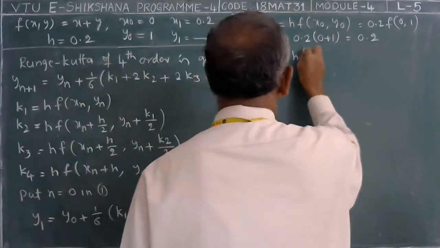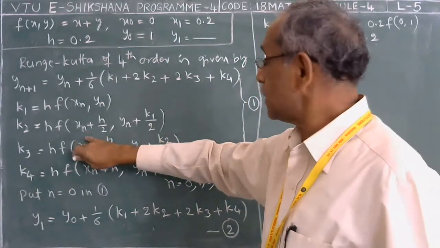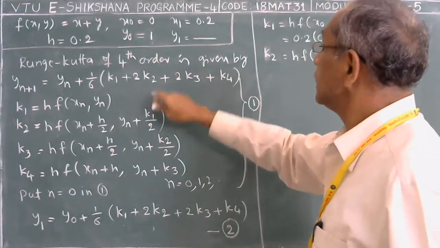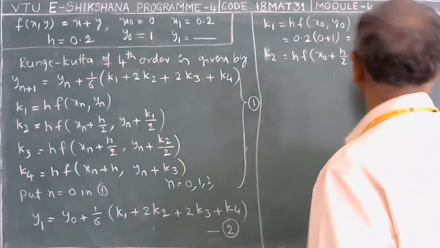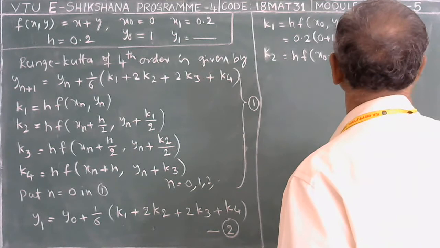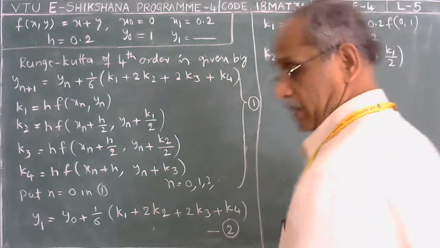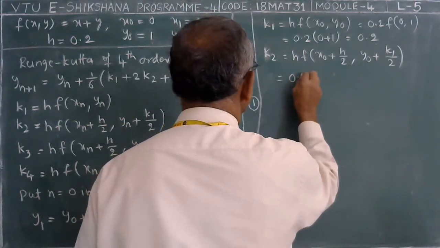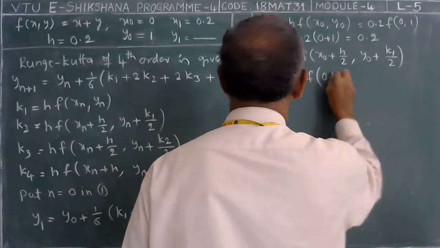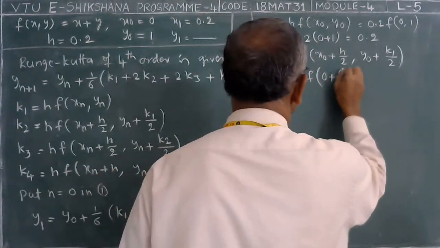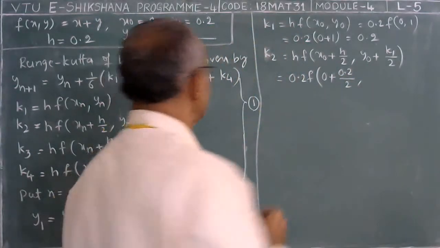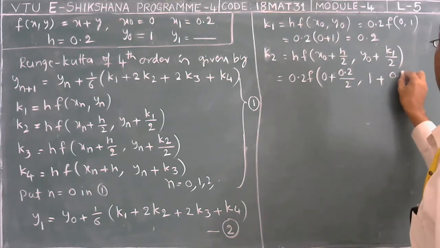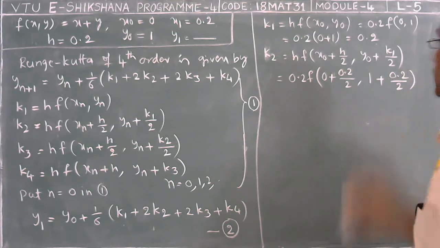Then k2 is h into f of x0 plus h by 2 comma y0 plus k1 by 2. Now let us substitute for x0, y0 and k1. So k2 is 0.2 into f of x0 is 0, 0 plus h by 2, that is 0.2 divided by 2, comma y0 is 1 plus k1 by 2, and k1 by 2 is 0.2 divided by 2.